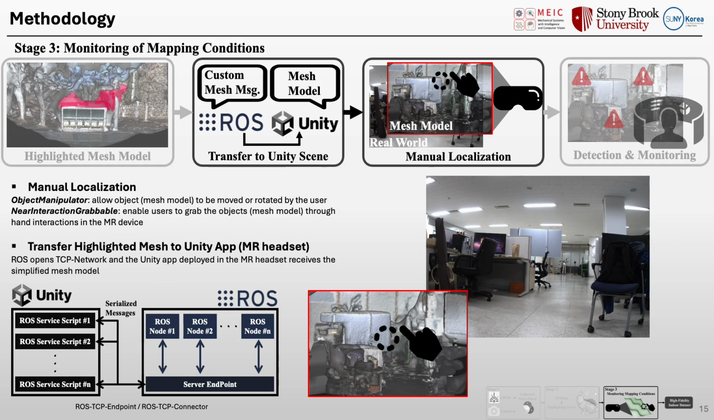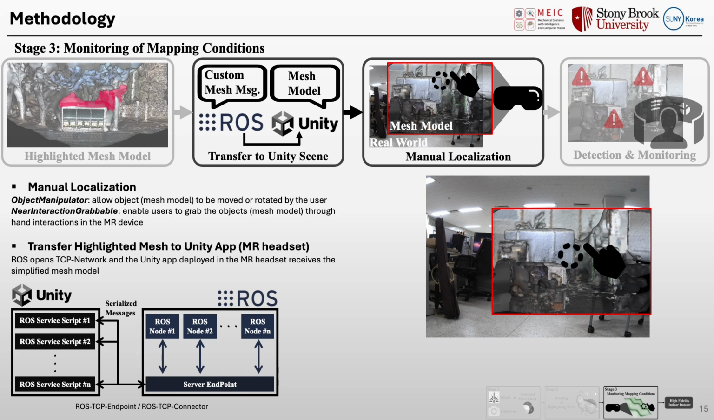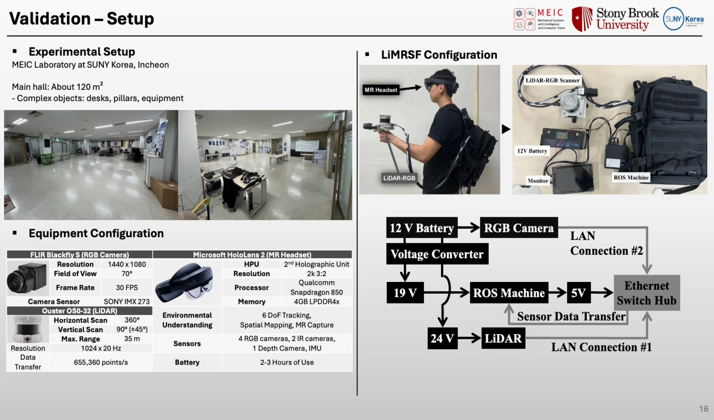Lastly, the highlighted mesh is transferred to a Unity app, which is deployed to the MR device through a ROS TCP network. The user will manually localize the map on top of the real world for easy localization. We validated our system in our lab environment with FLIR Blacklight S, Ouster LiDAR, and Microsoft HoloLens 2.